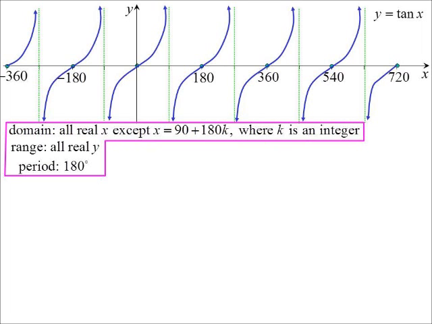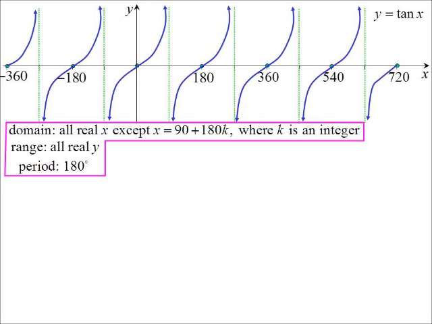So, domain. This is an interesting one. How do we write domain? You see, I wrote a big box for this one. It's all real x except for all these asymptotes. So except when x is 90, but then every 180 degrees before and after. And so a way of writing that without putting every possible value down is I can generalize it. And I say, well, okay, it's going to be 90 plus 180k, where k is any integer you like. So you can add or subtract any multiple of 180 and you'll get an asymptote.